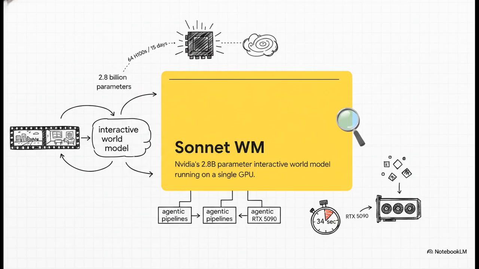It's wild. A massive release in this category this week is Sonnet WM from Nvidia. It's a 2.8 billion parameter open-source interactive world model designed to run on a single GPU. They trained this thing using over 200,000 public video clips with camera pose labels, and it only took them 15 days on 64 H100s. To make it even more accessible for us developers, Nvidia created a distilled, quantized variant that is so efficient it can generate a minute-long interactive clip in just 34 seconds on a single RTX 5090.